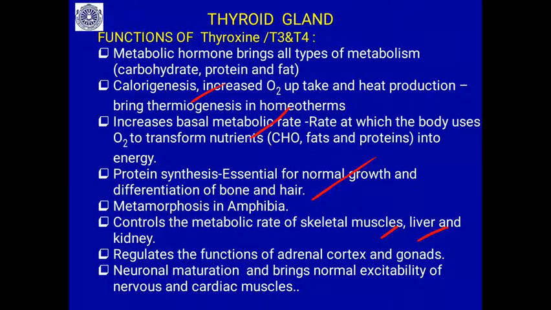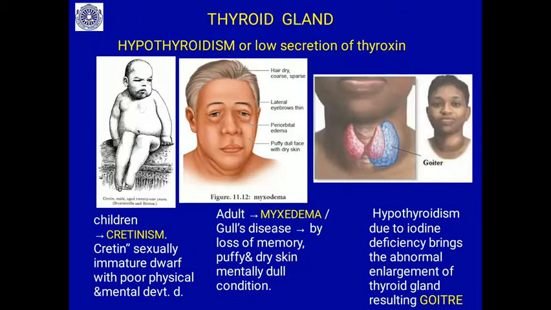It also regulates the functions of the adrenal cortex and the gonads, the sex organs, the testis and the ovary. Adrenal cortex function is under the influence of thyroxine. It is also for neuronal maturation, the nerve cell maturation, and also normal excitability, normal functioning of the neurons, and also the cardiac muscles are under the influence of thyroxine.